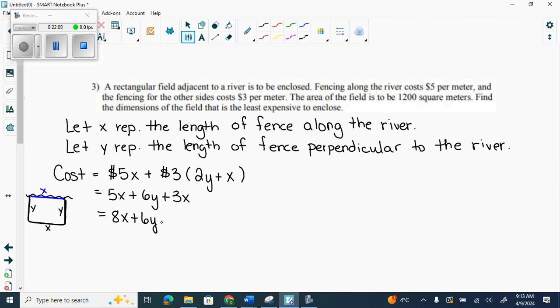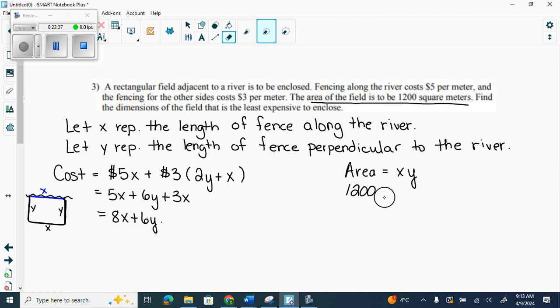We are not doing implicit differentiation. We need to get something to go away. How can we go about that? You derive from the area of the field. The area of the field is what? So we have area equals xy, and what is the area? 1,200 meters squared.